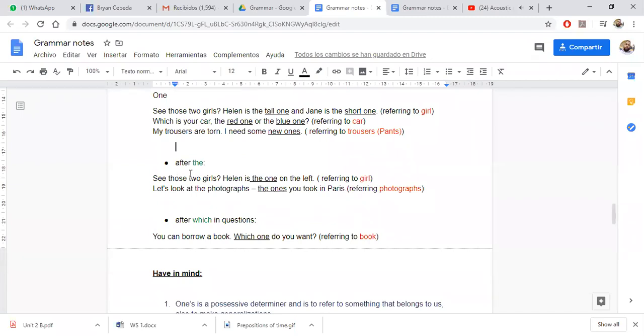See those two girls? Helen is the one on the left, referring to girl. Instead of saying the girl on the left, you're saying the one on the left. Let's look at the photographs. The ones you took in Paris. Instead of saying the photographs you took in Paris, the person said the ones you took in Paris, okay? So it's substituting the word photographs, or the noun.